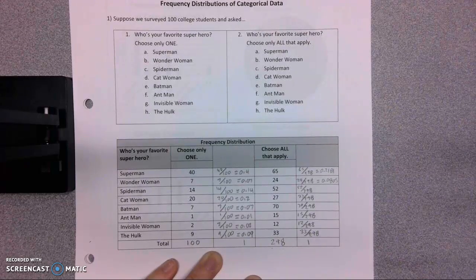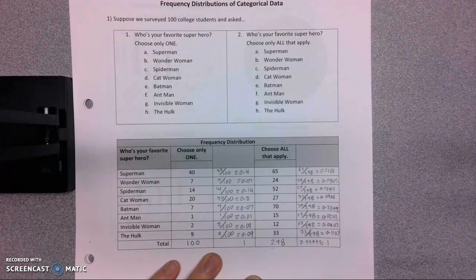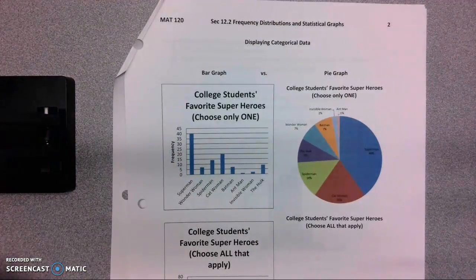Okay, here we are with those percents filled in. So take a moment, get caught up. Hopefully your answers are matching. Pause it if you need to. Then we're going to move on to displaying categorical data.